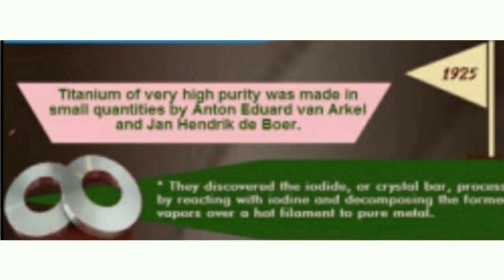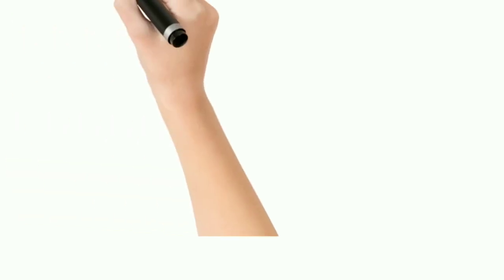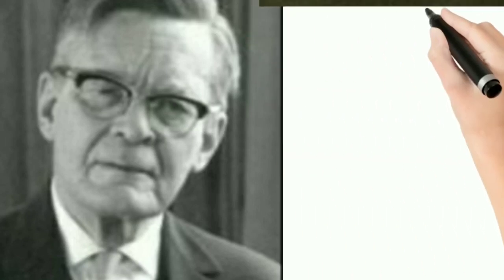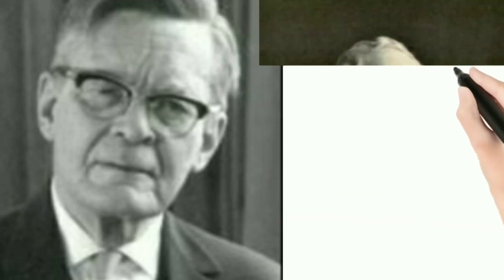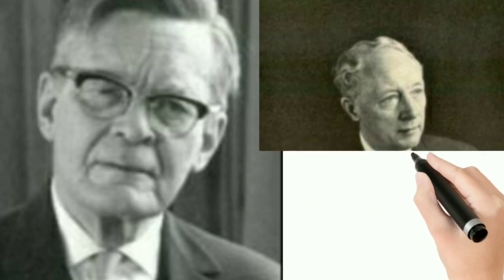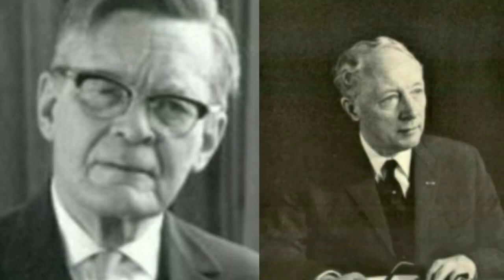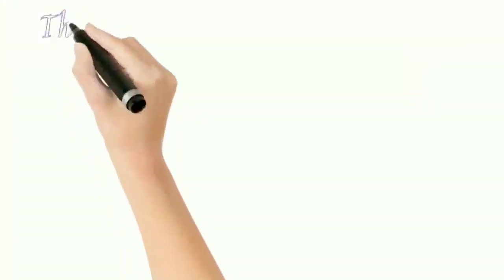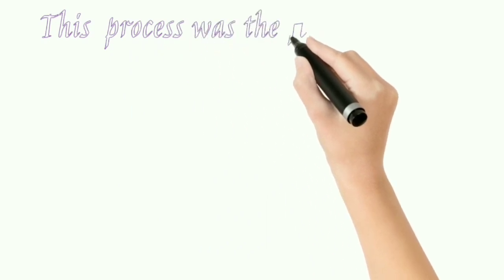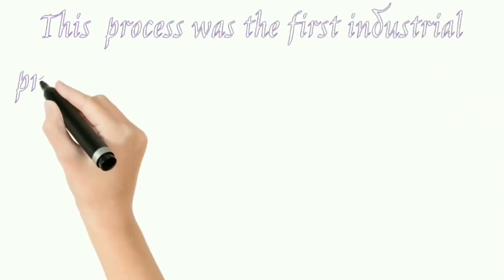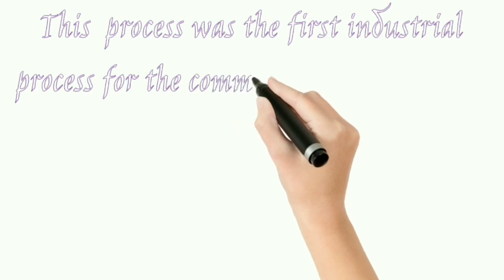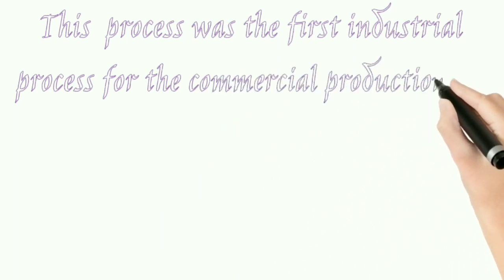Here the titanium of high purity was made in small quantities by the scientists. Now let's see about that Van Arkel process. The process was developed by two of them. One is Anton Edward Van Arkel and the other person is Jan Hendrik de Boer. Okay, this Van Arkel process was the first industrial process for the commercial production of pure ductile metallic zirconium.